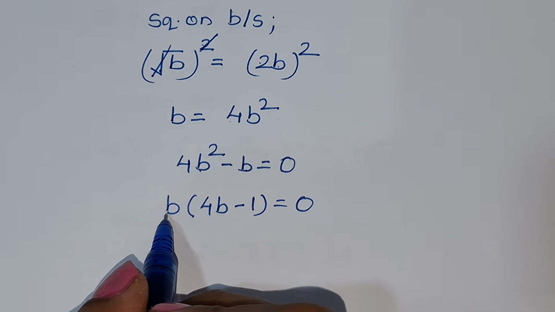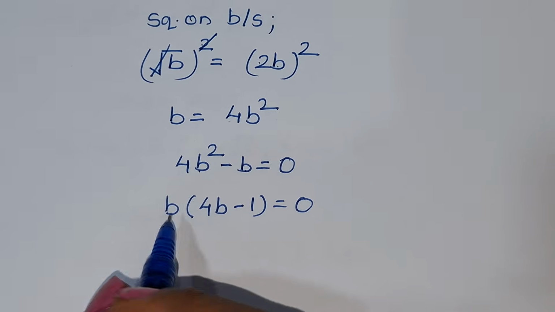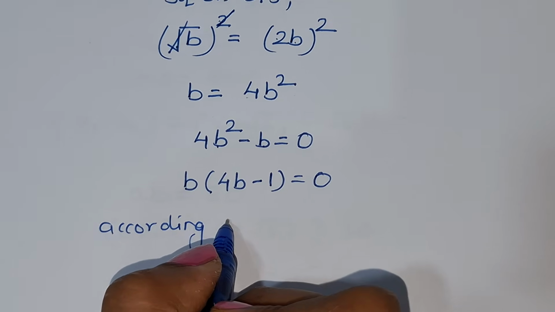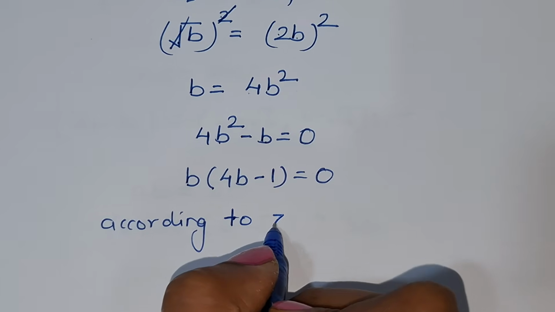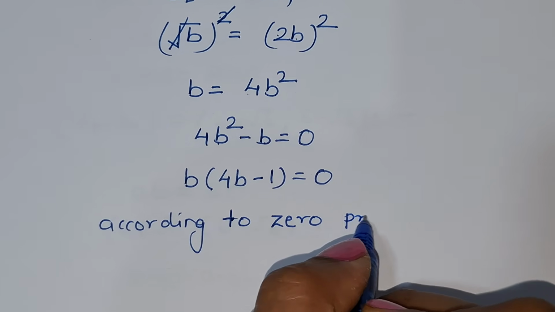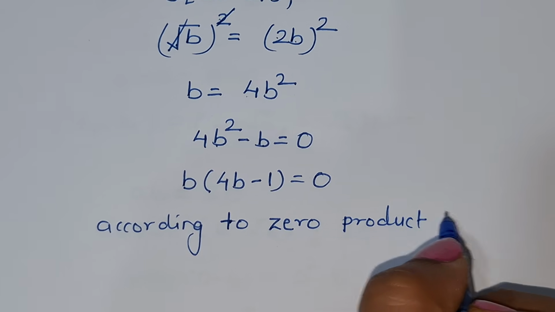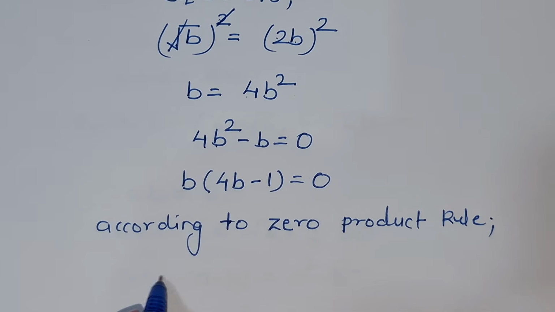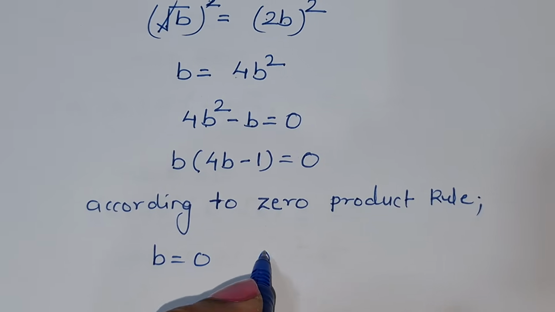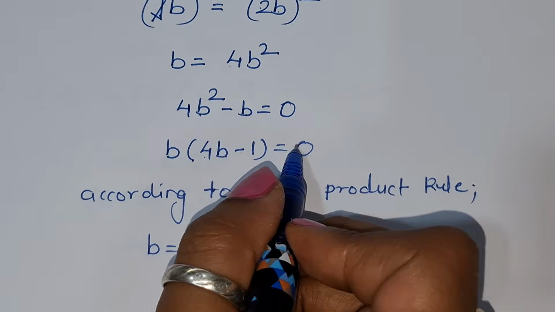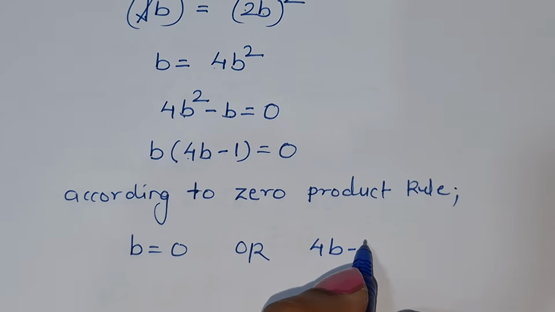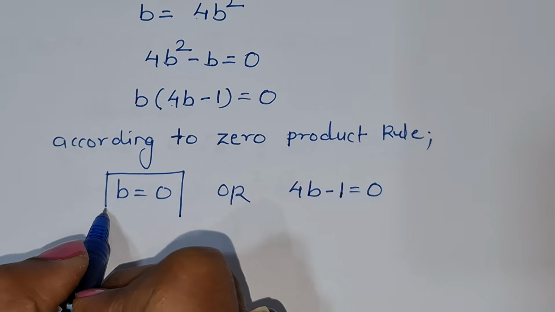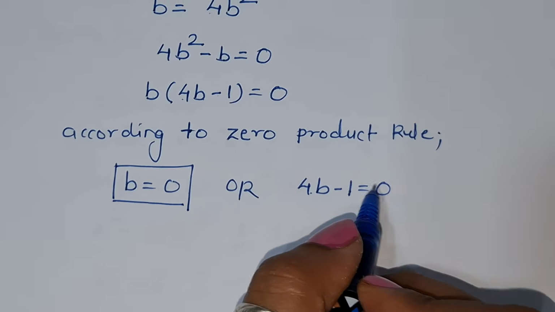Now we are using the zero product rule. According to the zero product rule, we can say b equal to 0, or the next one is 4b minus 1 equal to 0. So the first value is b equal to 0, and the next one is 4b minus 1 equal to 0.